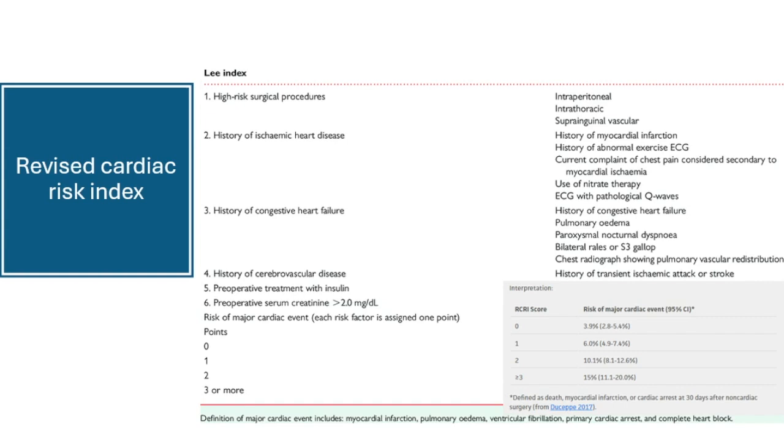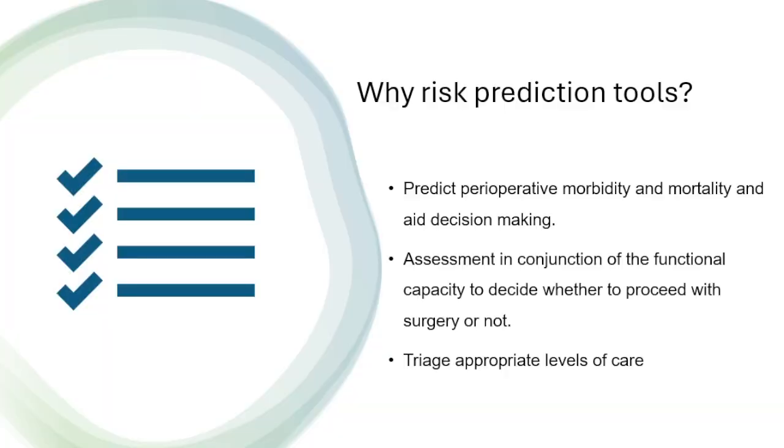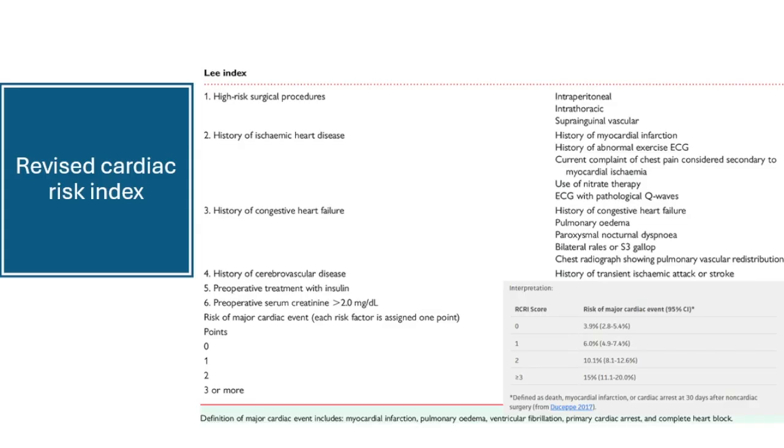Yeah. So the Lee's revised cardiac risk index has 6 factors. Depending on the number of factors one patient has, you give a score. Generally, if someone has more than 2 factors, that patient is at high anesthetic risk. That indicates that the patient is going to have adverse cardiac events intraoperatively or post-operatively.